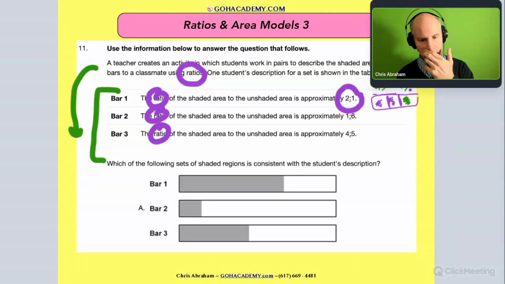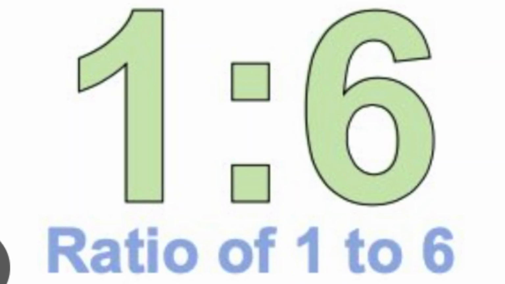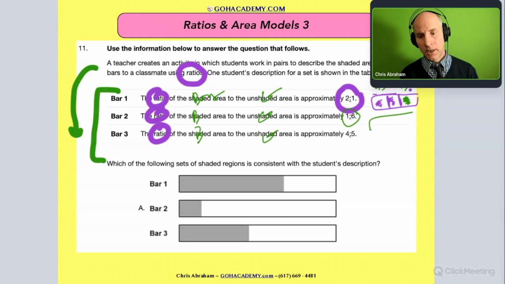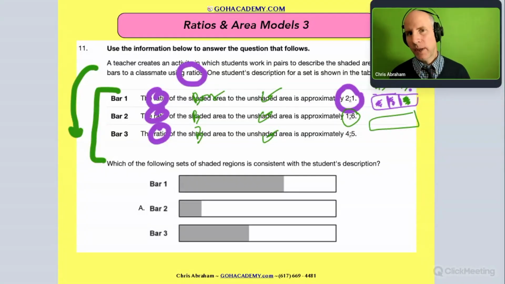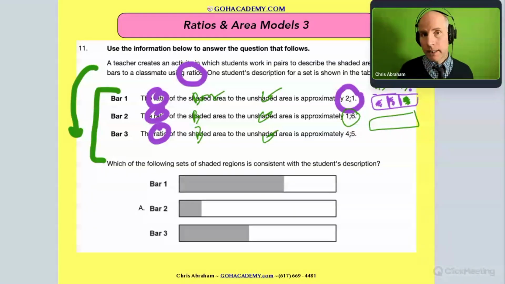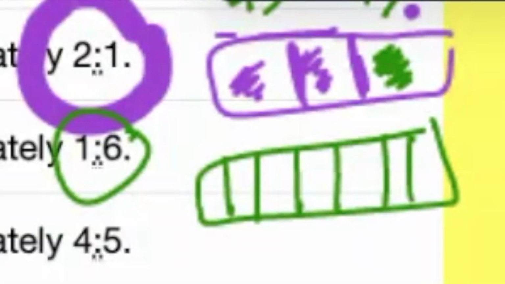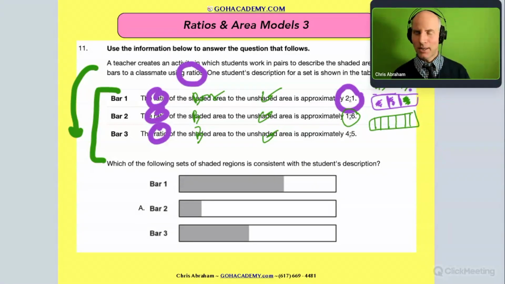Here, let's look at this one right here. This one says shaded area to the unshaded area is approximately 1 to 6. We could think of this as another bar, right? But now how many kids do we have? Well, we have 1 boy to every 6 girls. It's a total of 7 students, right? So let's just break this into 7. 1, 2, 3, 4, 5, 6, 7, right?